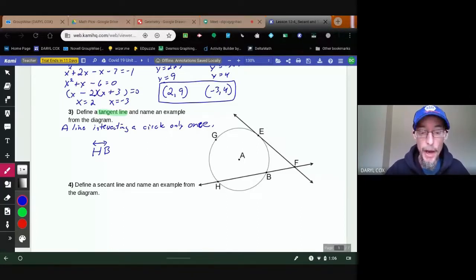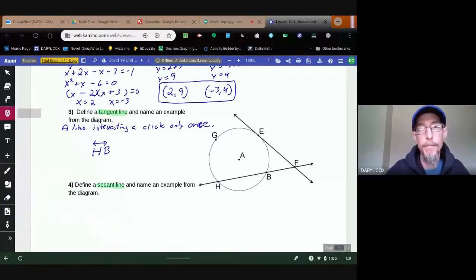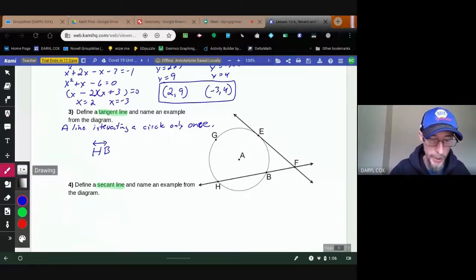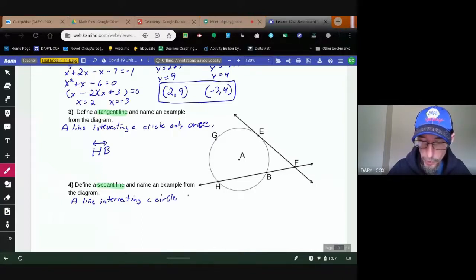Okay? How about define for me what is a secant line? Give me the definition. Okay, so a secant line is a line intersecting a circle twice. Okay, remember it goes through the circle. Okay, so, ooh, I got things backwards, didn't I?